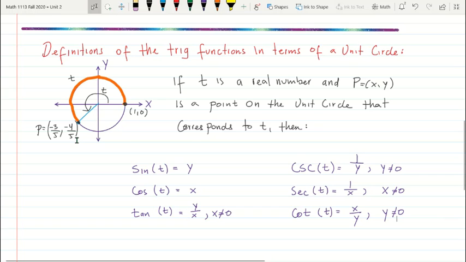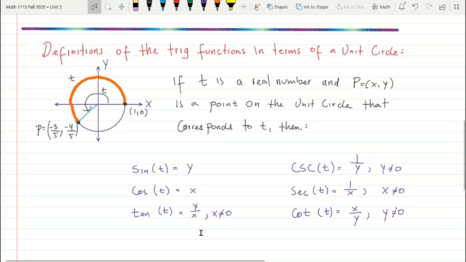And so here's where the six trig functions come into play. The first one is sine of t equals y. So t is the argument for the sine function or for any of the trig functions, and it's an angle. Notice how I put it in parentheses, telling you that that's what I'm inputting into this function. So sine of t is equal to the y value of the point that we're given. Cosine of t is equal to the value of x. Tangent of t is equal to the y value divided by the x value.